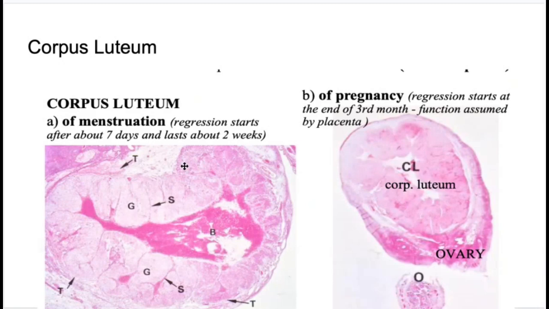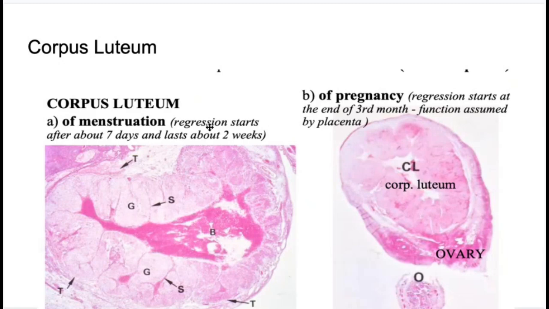When the body realizes that no fertilization occurred, we have what's known as the corpus luteum of menstruation, and it's going to regress in 2 weeks because it's going to be like, why am I still releasing progesterone when obviously there's no fertilization? But when there is fertilization, the corpus luteum is going to continue secreting progesterone until the 3rd month. Why? Because on the 3rd month, the placenta has formed, and the placenta will take over from the corpus luteum. It's very important that if fertilization occurs, you still have secretion of progesterone, because the progesterone is going to be maintaining that environment for the baby.